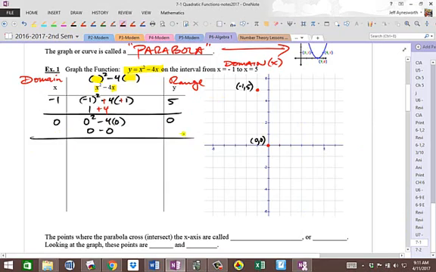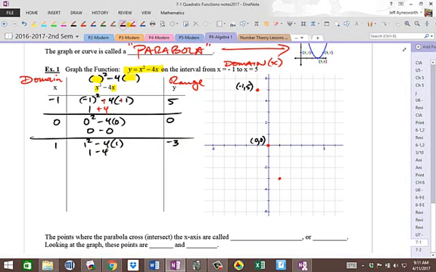All right, next one at 1. So 1 squared minus 4 times 1. Well, that's 1 minus 4, and that's -3. So 1 comma -3. So right 1, down 3. So right 1 down 3 is down here. So 1 comma -3.